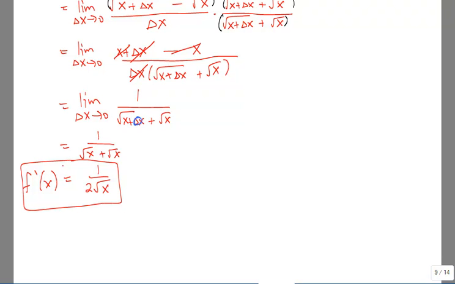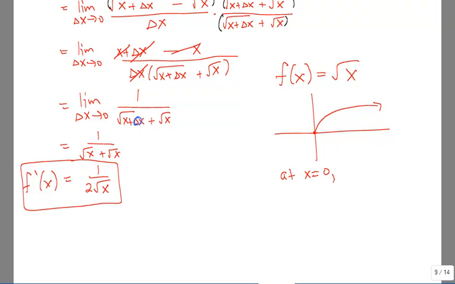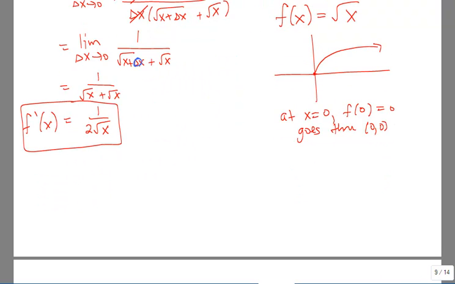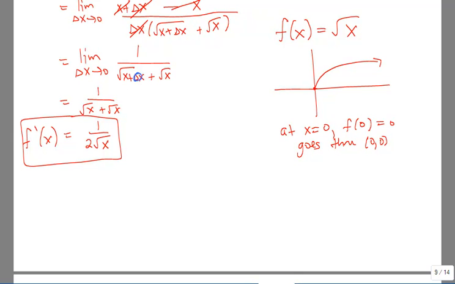Okay? All right, now remember that our original function, f of x, was square root of x. And you should know the graph of that. That's just your normal square root function that goes through the origin and has that slow arcing shape. So what's the behavior of this function at 0? What's happening at 0? Well, at 0, f of 0 is still 0. It goes through the origin. Okay? So now let's take a look at what the derivative is doing at 0.